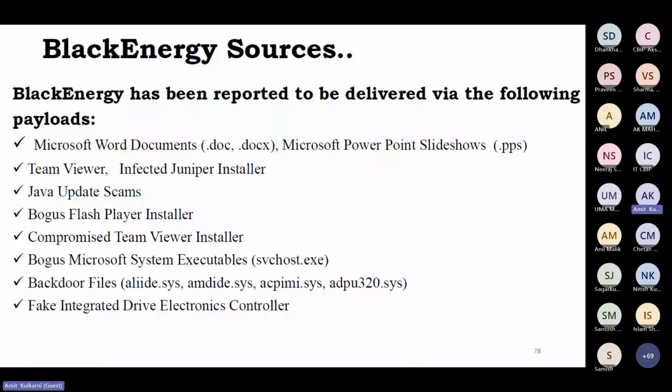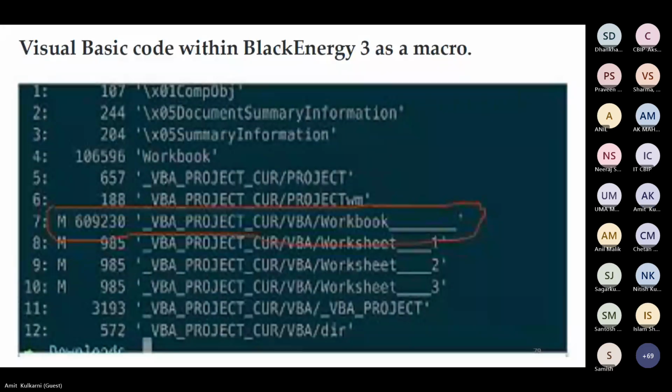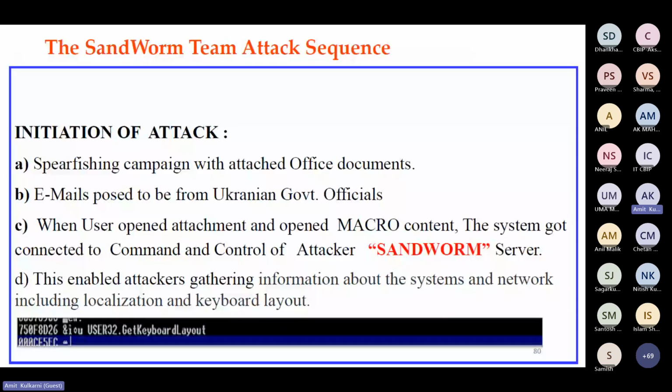So Visual Basic code was manipulated in this, and it was sent as a macro for access. So what was the initiation? A mail was sent, and this attack was carried out by a group called Sandworm. The macro which I showed in the previous slide was sent as a government official mail that needed to be acted upon, and it resulted in access.